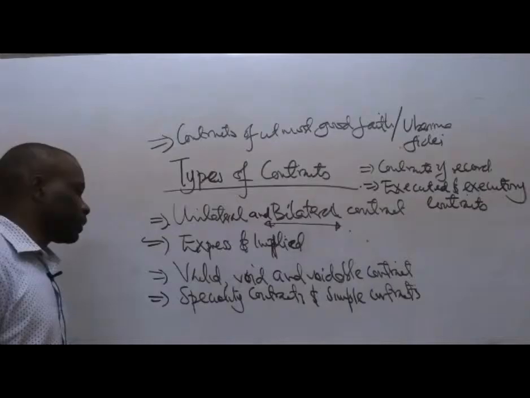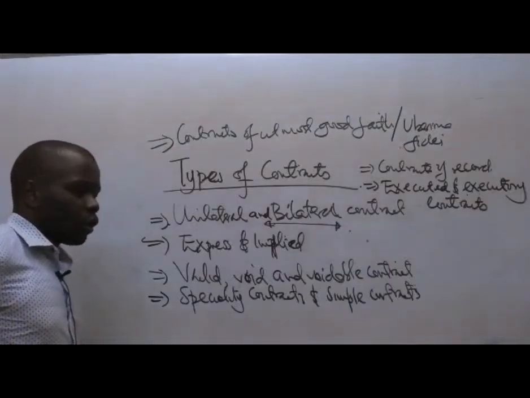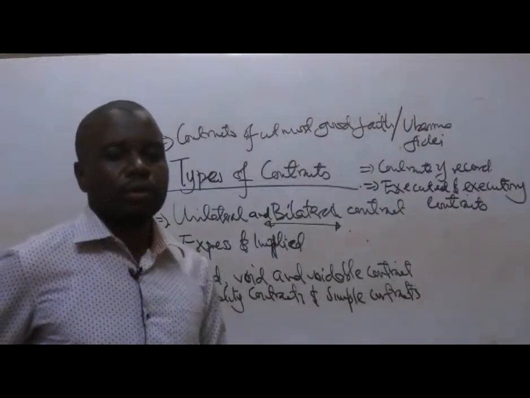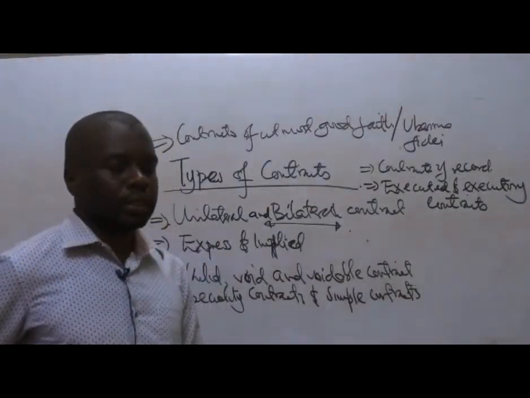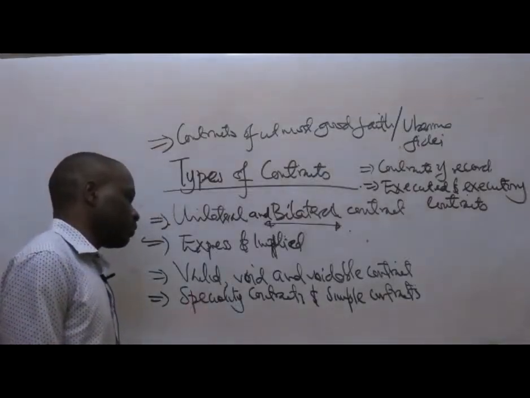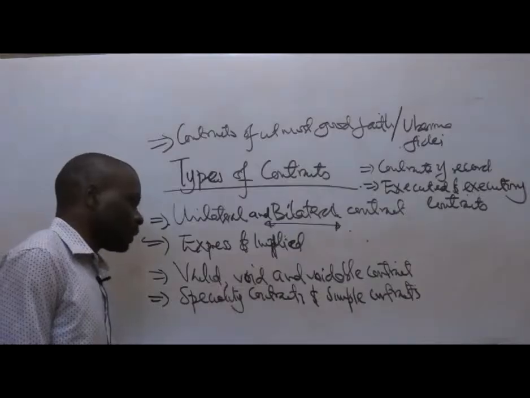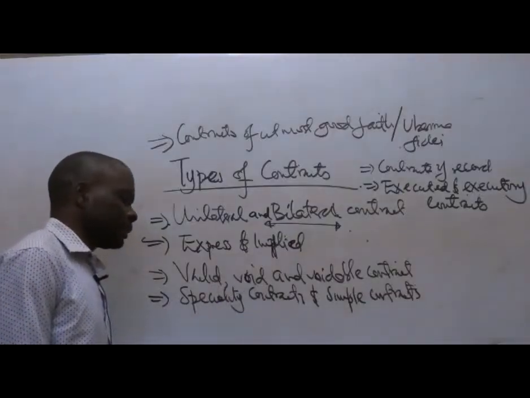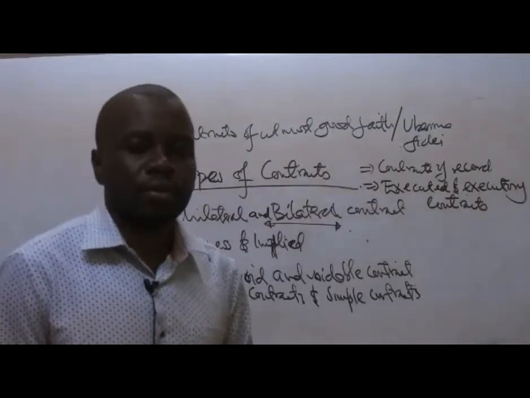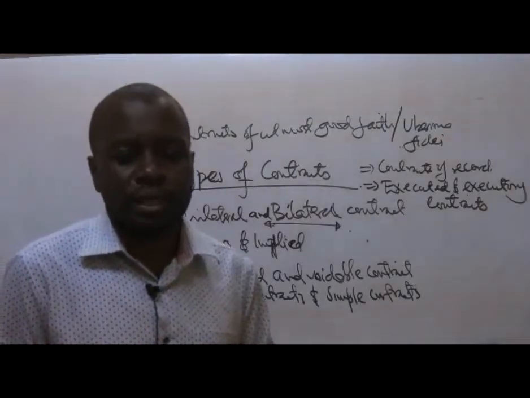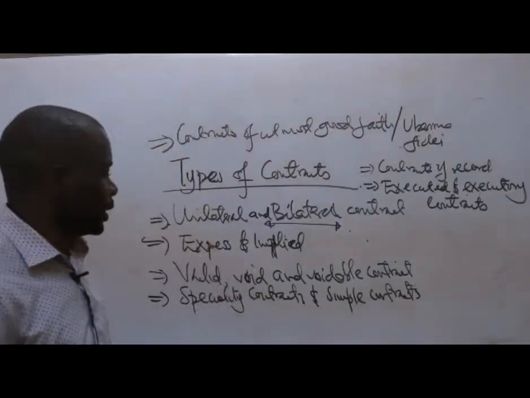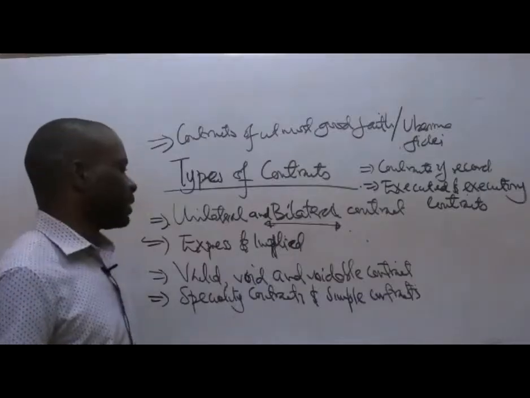So a valid contract is one that meets all the essential elements of a contract. So if all the essential elements of a contract are actually present, such a contract can be termed as being a valid contract. Void is now the opposite of valid. It doesn't have any of the essential elements, or the essential elements are not actually present in such an agreement. So the contract will be termed as being a void or simply an invalid contract.